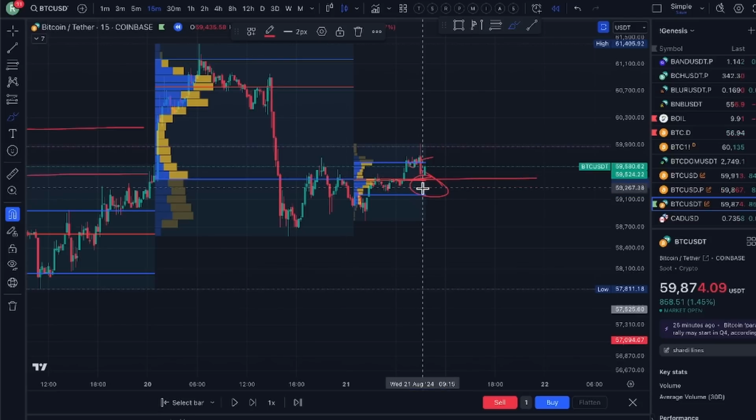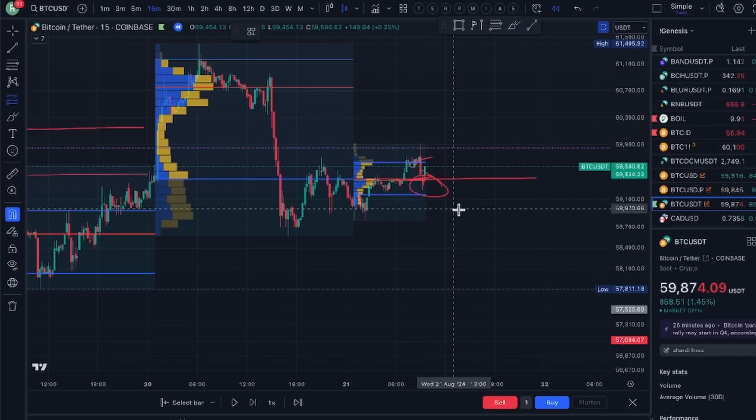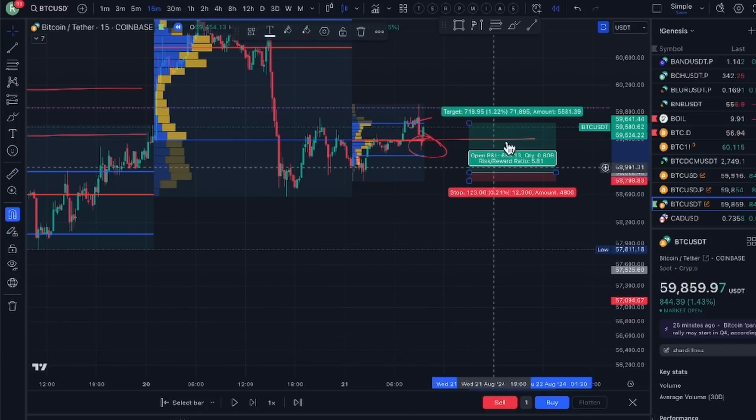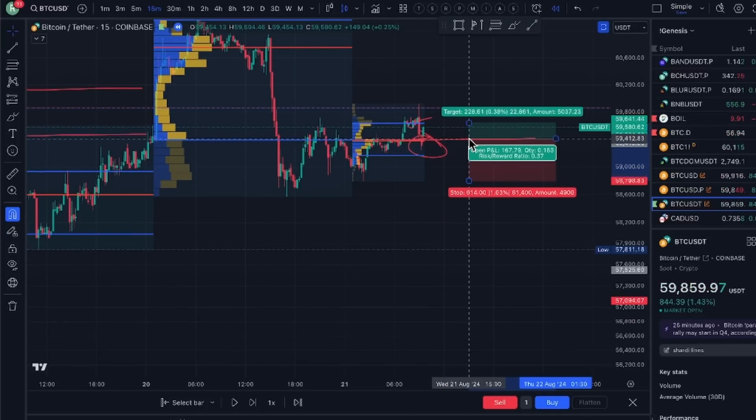So what we had here: a tap into that and a closure above. Sounds good to me. What I'm looking forward to now, I'm long. I can place my stop loss here. I don't want us losing the low of that day. And my entry point is here, value area low.